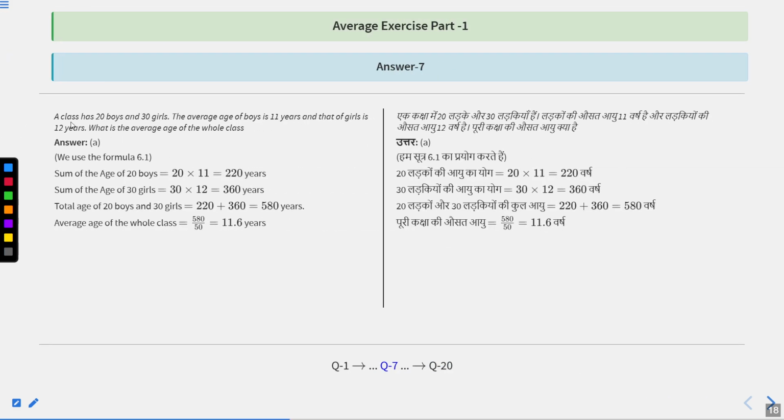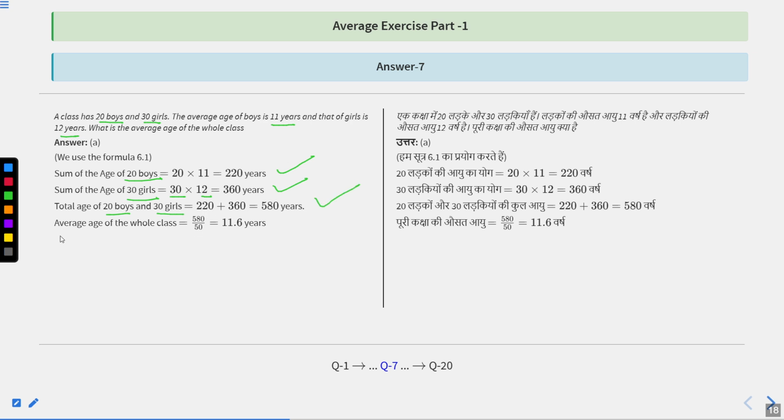According to the question, a class has 20 boys and 30 girls, and the average age of boys is 11 and the average age of girls is 12 years. So the total age of 20 boys will be 20 into 11, which becomes 220 years. In the same way, the age of 30 girls will be 30 into 12, which becomes 360 years. Clear? So the total age of 20 boys and 30 girls will be 220 plus 360, which becomes 580.